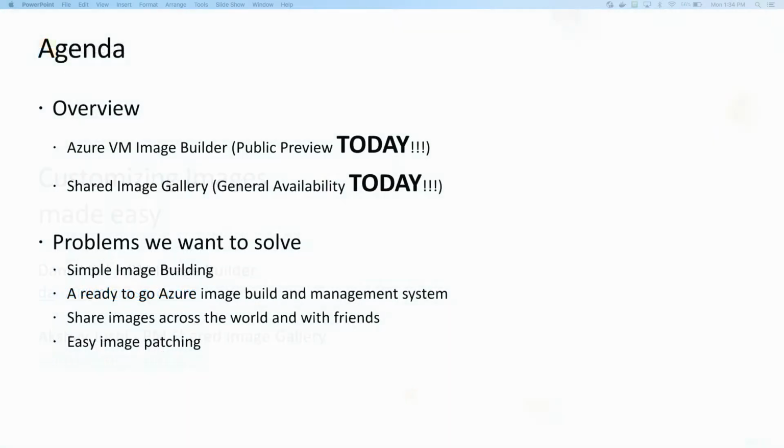So the overview, we're going to talk about the Azure VM Image Builder, which literally just went public preview today. We're going to talk about the Azure Shared Image Gallery. So what do we see in Azure? People build VMs from the Azure Marketplace images. These may be Microsoft Windows images, they could be Canonical images, or they could be Red Hat images, and that's fine. But then customers want to take it to the next level.